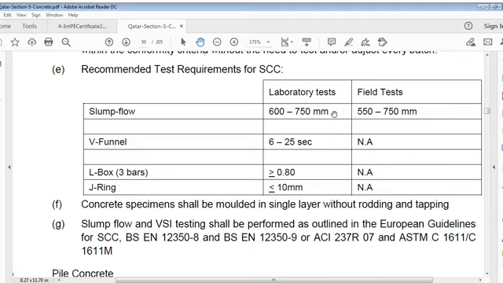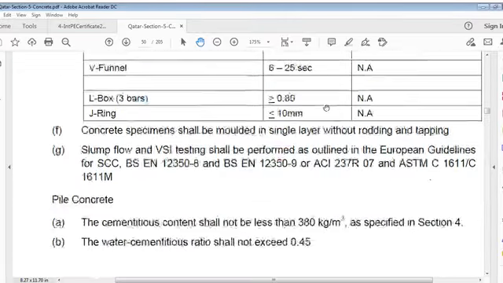L-box is greater than or equal to 0.8 in laboratory and not applicable in field test. J-ring is less than or equal to 10 mm and not applicable in field test.